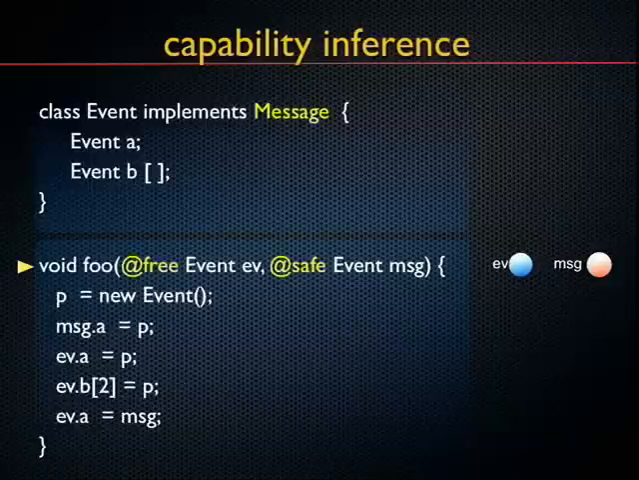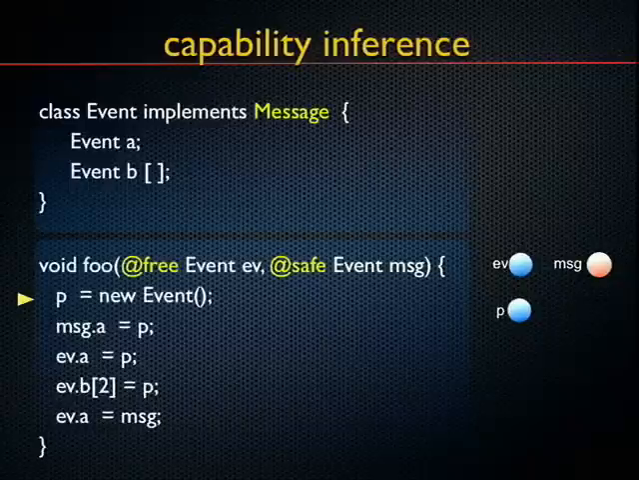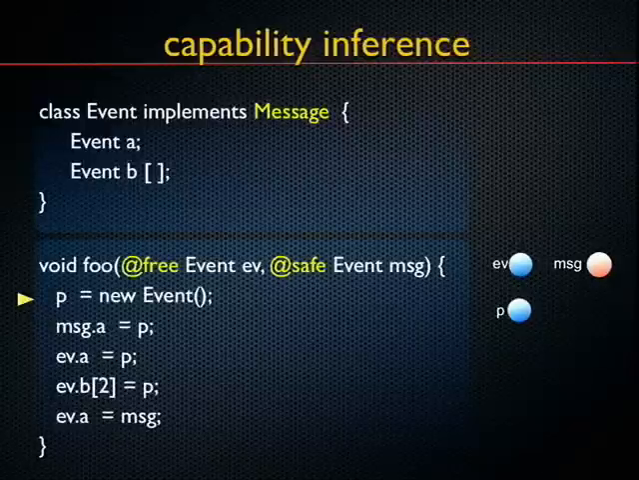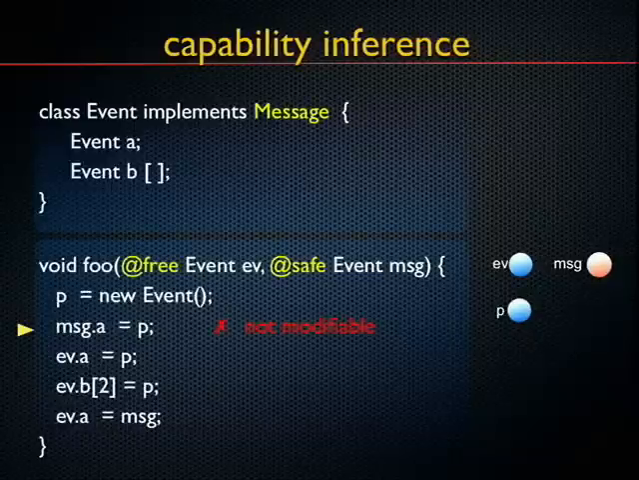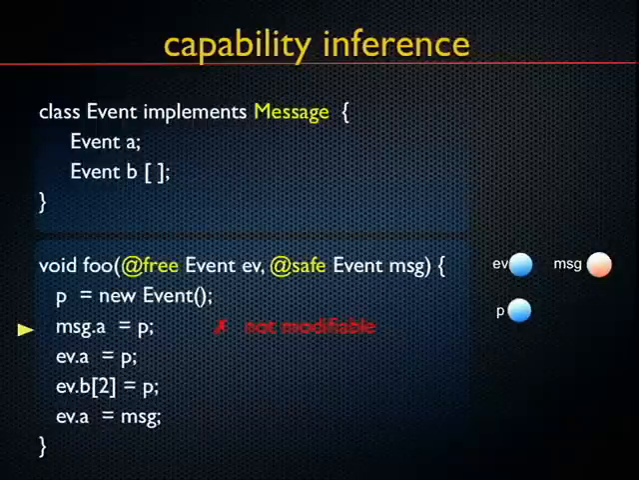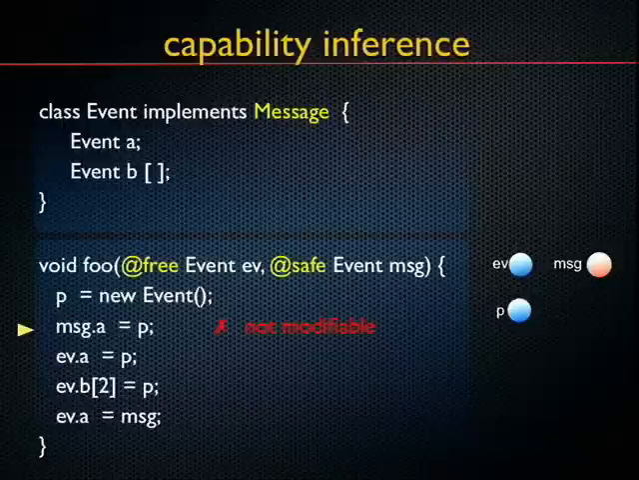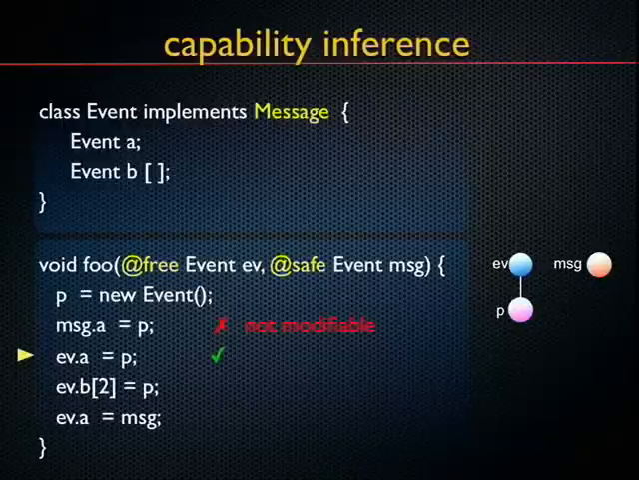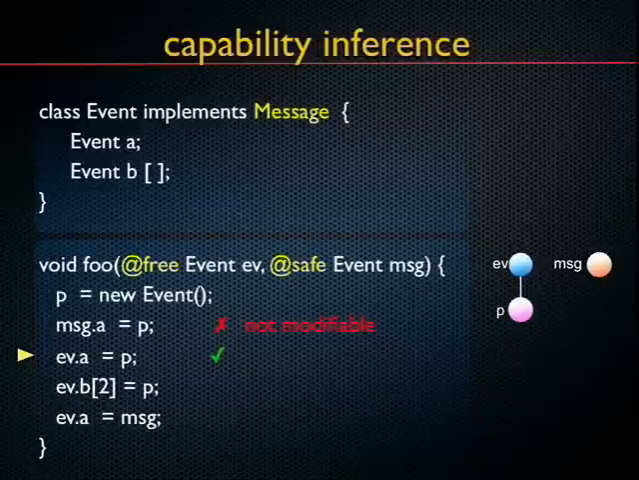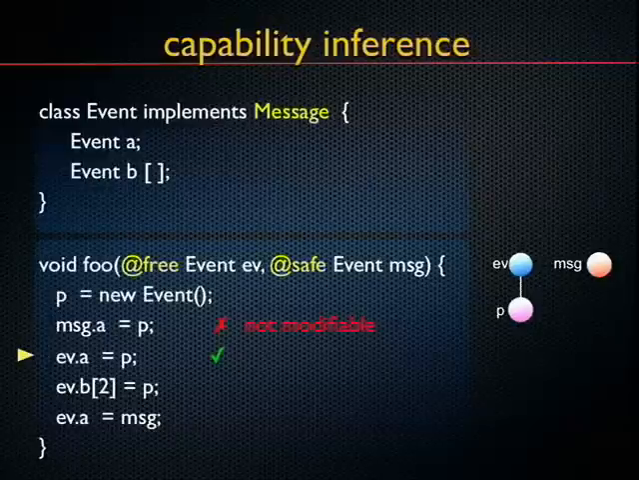And a flow analysis will basically tell me everything about the particular thing. So here, P equals new event. I have a new object, which is P, and it is free because it is a new object. Nobody else is pointing to it. And then I say message.a equals P. Clearly, this is a compile time error because message is safe. It had better not be modified, so it cannot be on the left-hand side. I cannot structurally modify it. ev.a equals P is fine. So now it has set up this link saying P is now hanging off of EV. It has also made sure that P is no longer free because it's now being pointed to by somebody else.